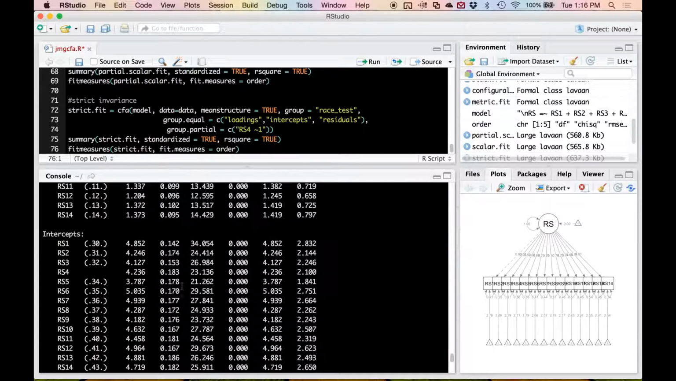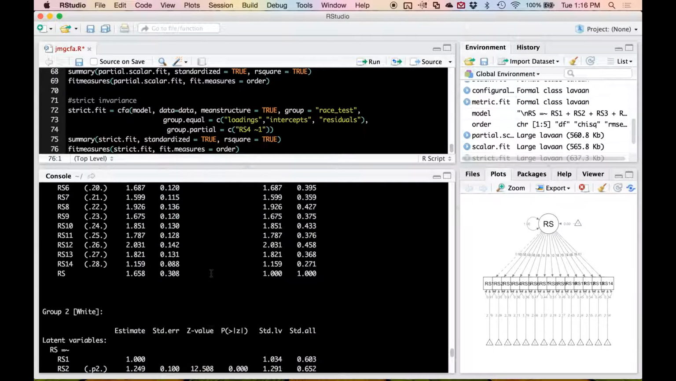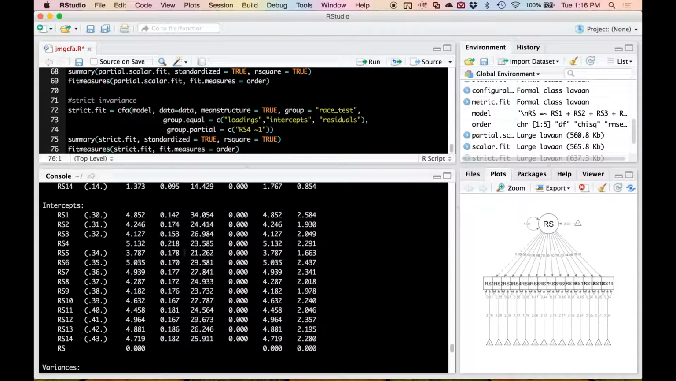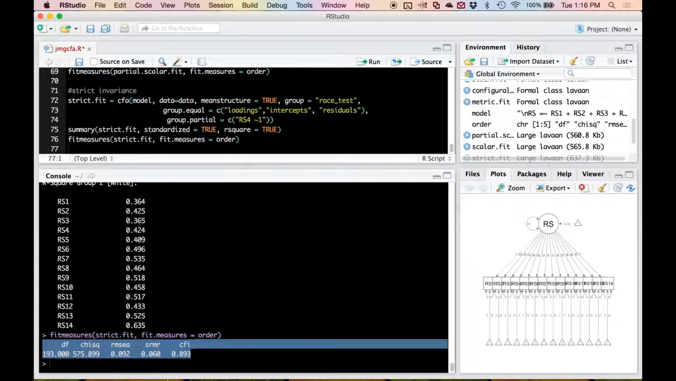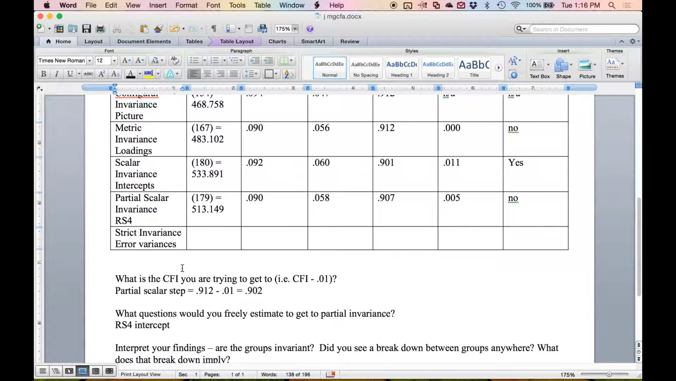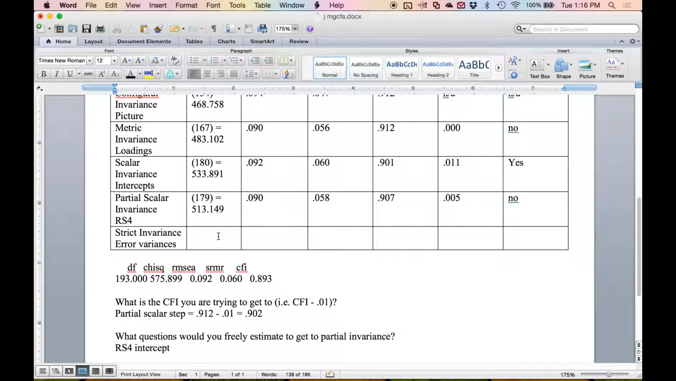And our RS4 is still doing whatever it wants. Okay, and it really shouldn't have changed because as we add constraints, the other items shouldn't really change across runs. So let's look at the fit indices, see how we did. So we've got 193 degrees of freedom. Our RMSEA is 0.092, SRMR is 0.060, and we might be in trouble for this CFI.